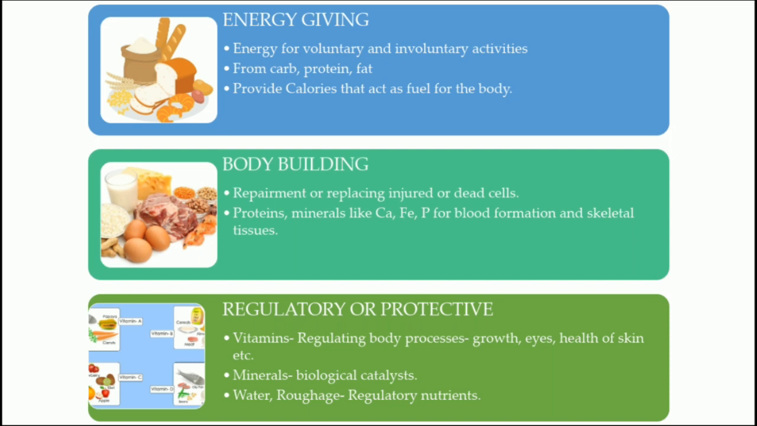Water and roughage are also considered as regulatory nutrients because we know mostly our body is made up of water. So water is very important. Every nutrient is being transported with the help of water. So water is very, very crucial. And then is the roughage. Just now we have discussed what is the importance of dietary fiber and roughage in the body. So they regulate the different processes of the body. That is why they are known as regulatory and protective nutrients.